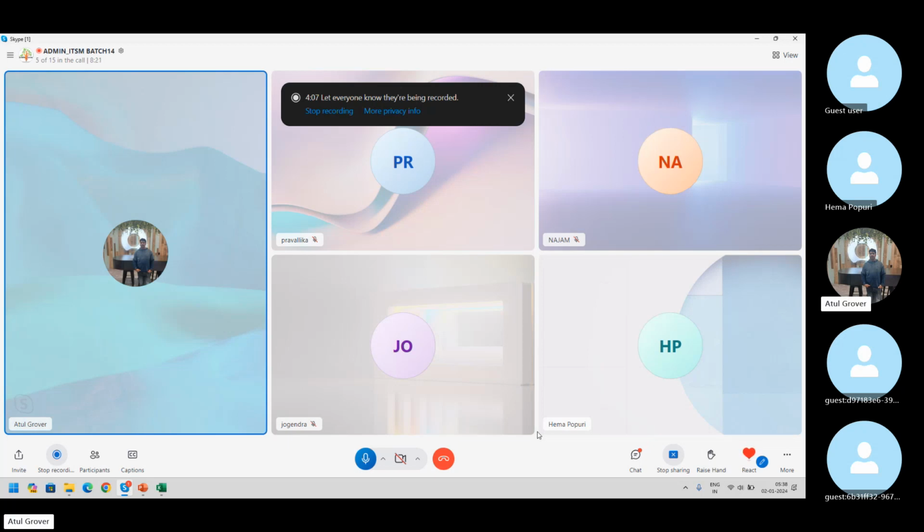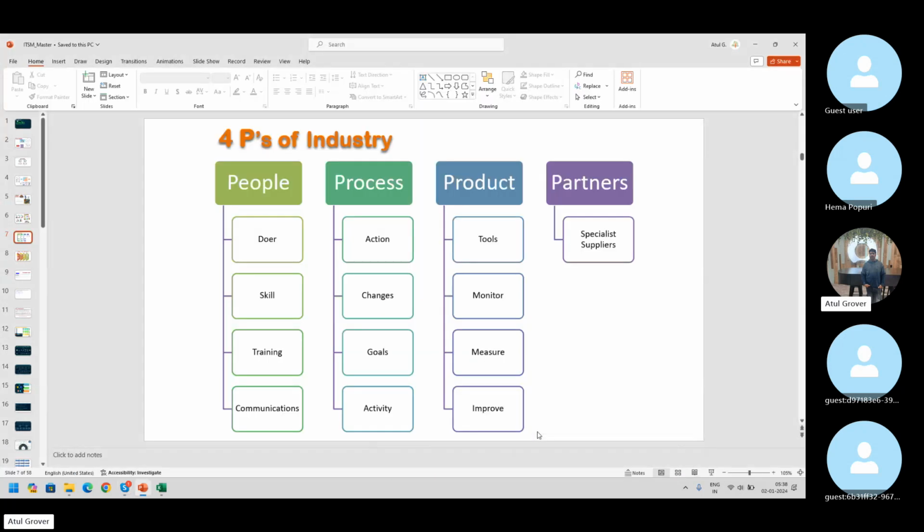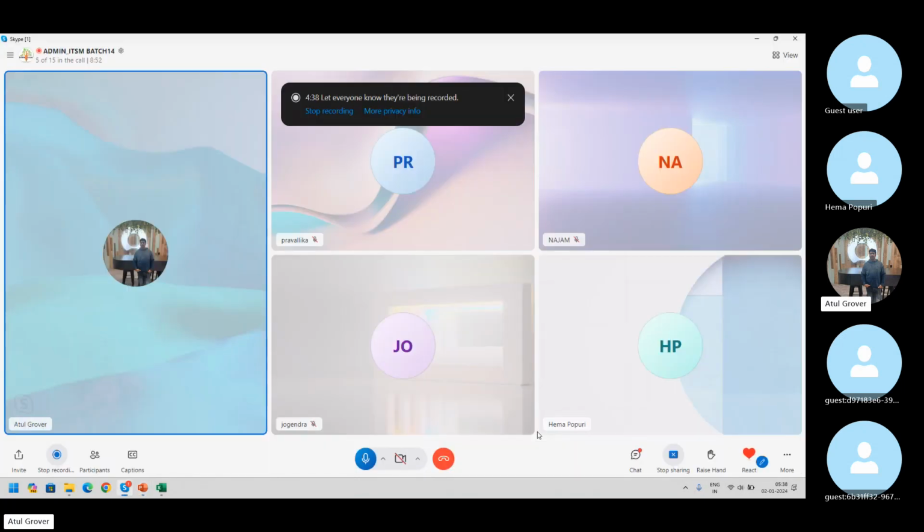Breathe in, breathe out is a process. Can you do it the other way, breathe out first and then breathe in? No, first we have to breathe in, then breathe out. This is what comes in the process, where we perform some actions. Due to actions, we make some changes to achieve a goal, to perform the activity, because we have the training and the skill to do that. So now these 2 P's work together, process and people.